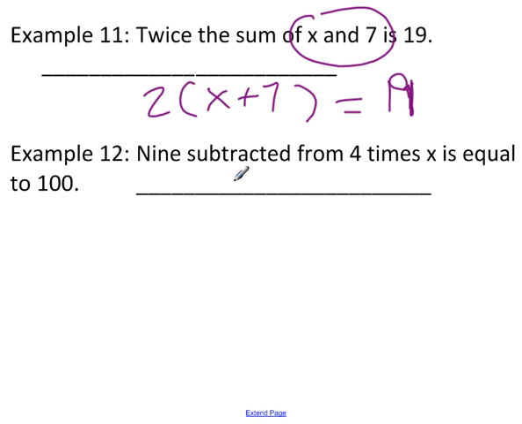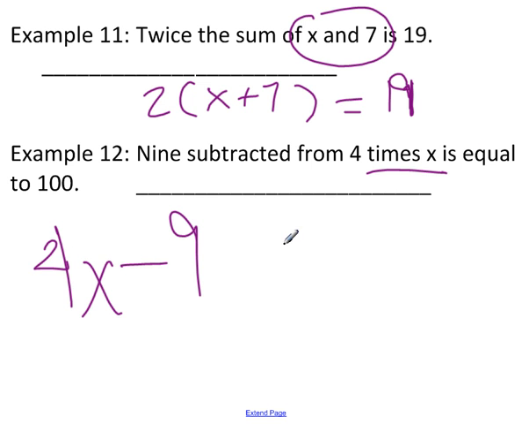And lastly here, 9 subtracted from. That means something gets minus 9. 4x. So 9 subtracted from 4x is equal to 100.